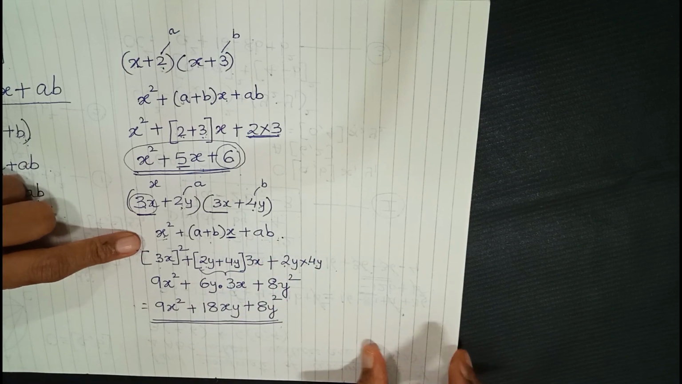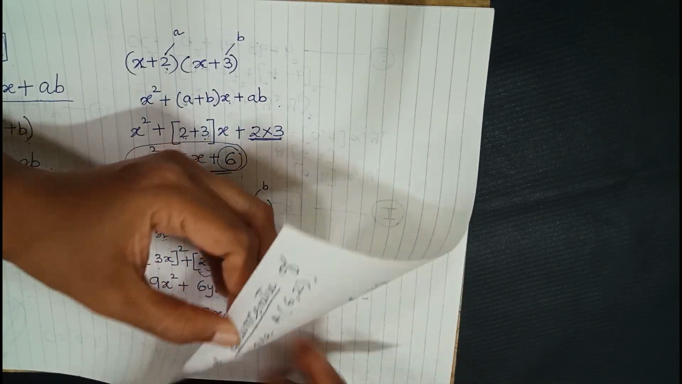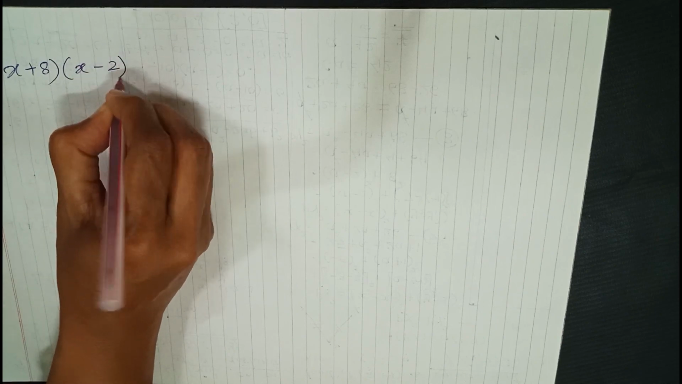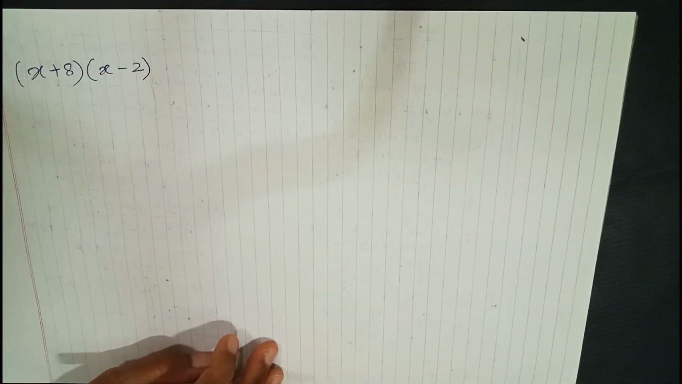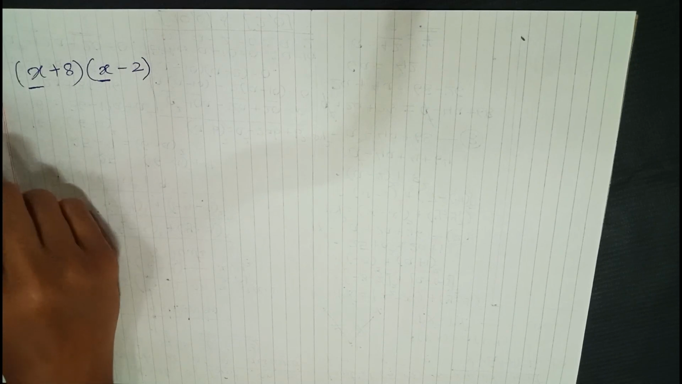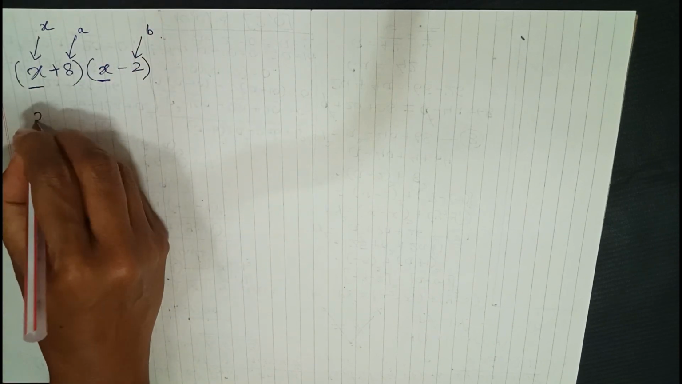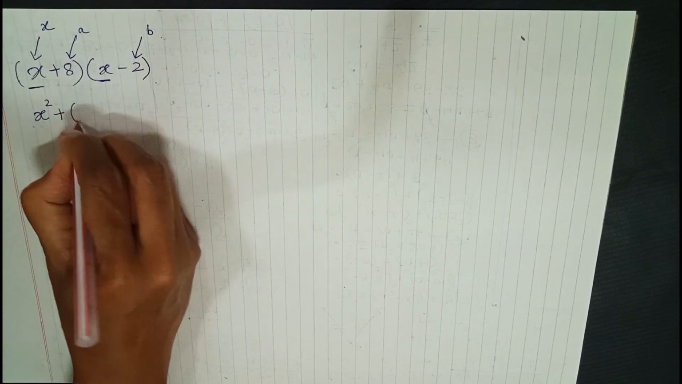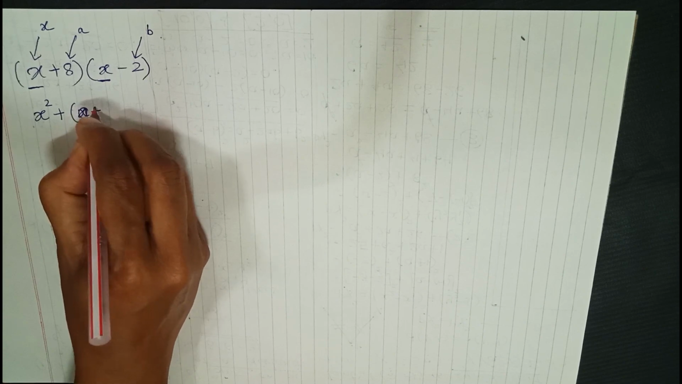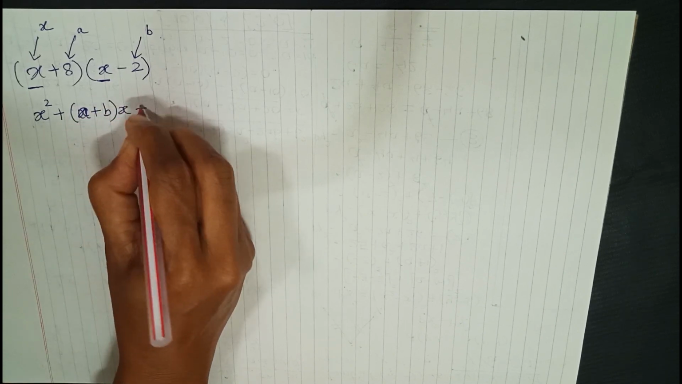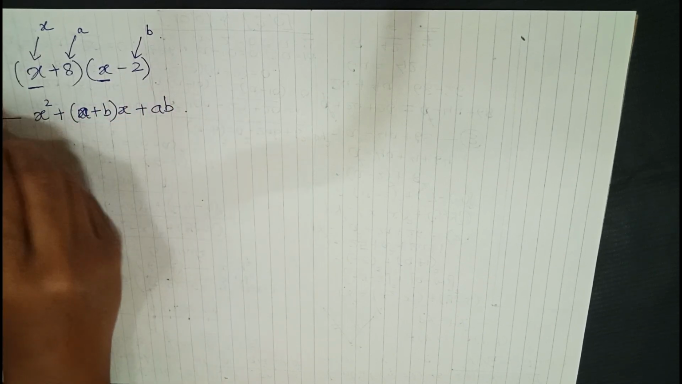Let us very quickly see some examples with a negative sign in between now. So let us say I have a question x plus 8 and x minus 2. Now here also you can see that the first number is same. So this is my x term, this is my a term and this is my b term. So what is the formula? The formula will not change: a plus b multiplied by x plus ab. This is my formula.